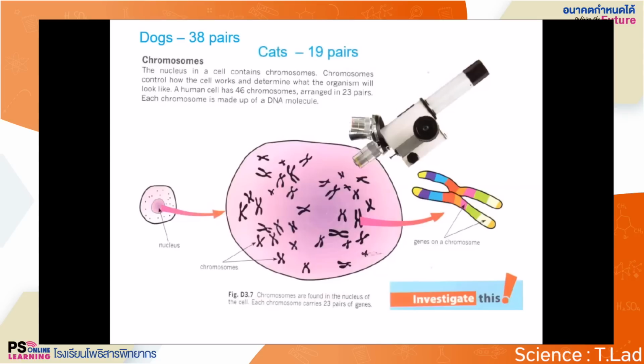Cats have 19 pairs of chromosomes. Meaning in a nucleus of a cat's cell, there are 38 chromosomes arranged in 19 pairs. But the sperm only contains half of 38, which is 19. While elephants have 28 pairs of chromosomes, so there are 56 chromosomes in each cell. Rice has 12 pairs and corn has 10 pairs.